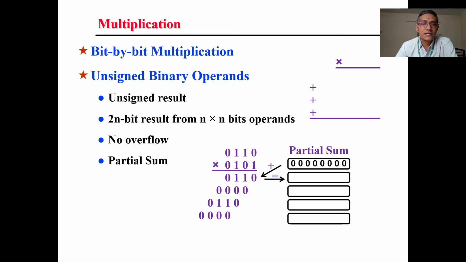This is an example of multiplying the binary number 6 with 0101, that is 5, and the corresponding partial products we get. Finally these partial products are added to get the 2n-bit product. This is how the normal, or sequential, multiplication is carried out.